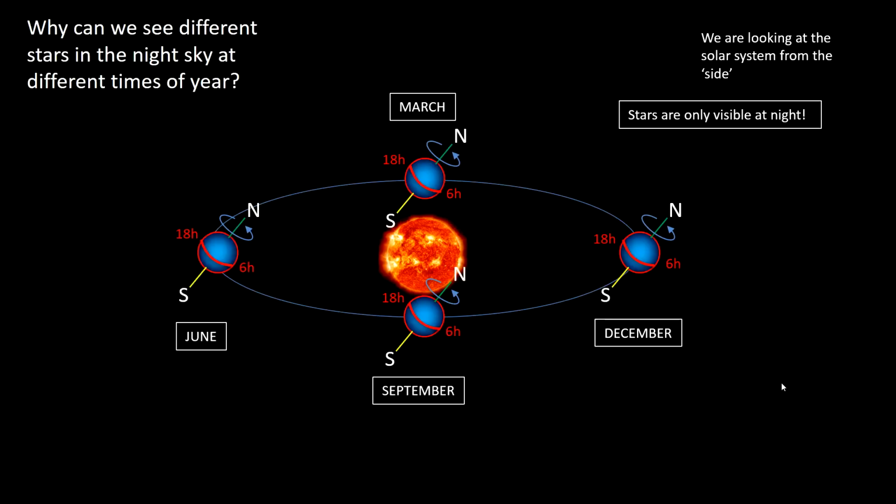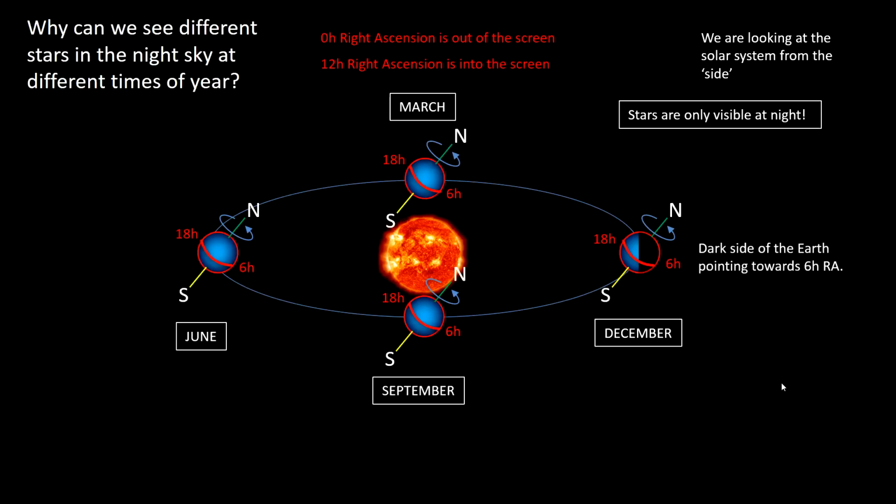And because of what we talked about in the previous one, we can now fix the directions of the right ascensions. Because 0 hours right ascension is from the March picture of the Earth towards the Sun, that means 6 hours is pointing off to the right in this diagram and 18 hours off to the left. As we said, 0 hours is pointing out of the screen, which means 12 hours is pointing into the screen. Now what we're going to do is blank out the night side of the Earth, which of course is the one always pointing away from the Sun. So in December, on this picture, the middle of the dark side of the Earth is pointing towards 6 hours right ascension.